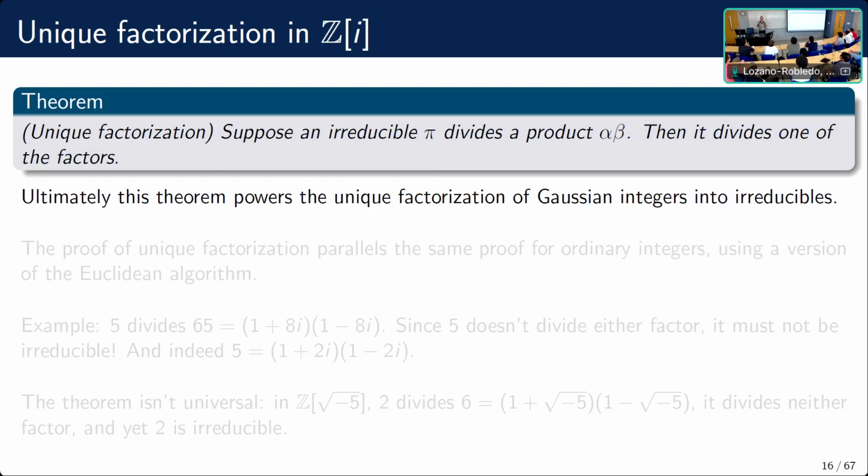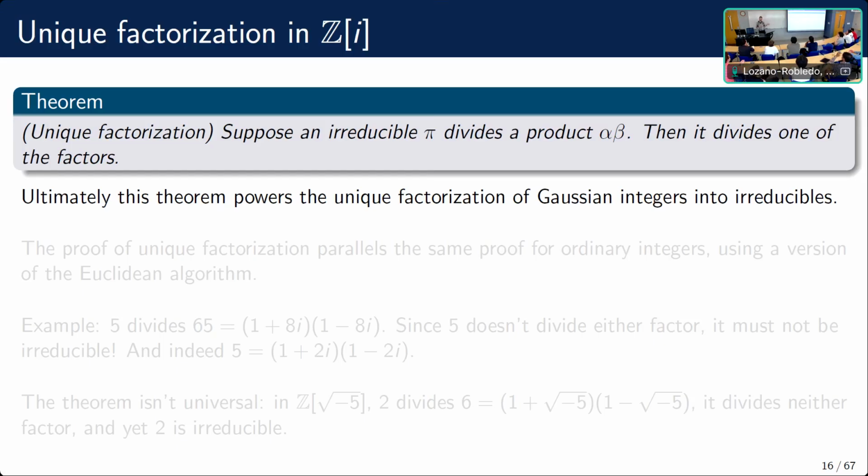Either it's irreducible or it's not. If it's not irreducible, factor it. If those factors are not irreducible, factor them. Keep on going. At some point, it has to bottom out, it has to stop, and you express the thing as a product of irreducibles.